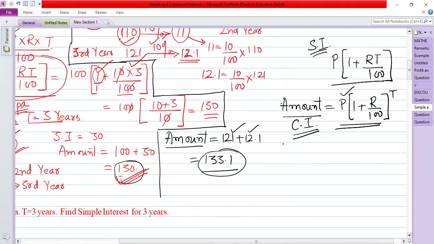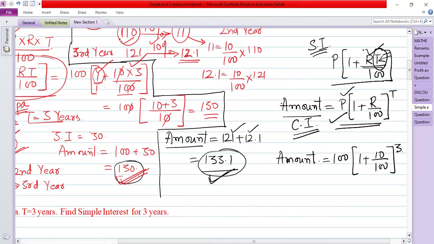Obviously, we can verify this formula in this example. So the amount is P, and P was 100. What was R? R was 10, over 100. And here T is raised to a power. One can very well see that this T, the time in years, which is multiplied with R in the case of simple interest, is here raised to the power.